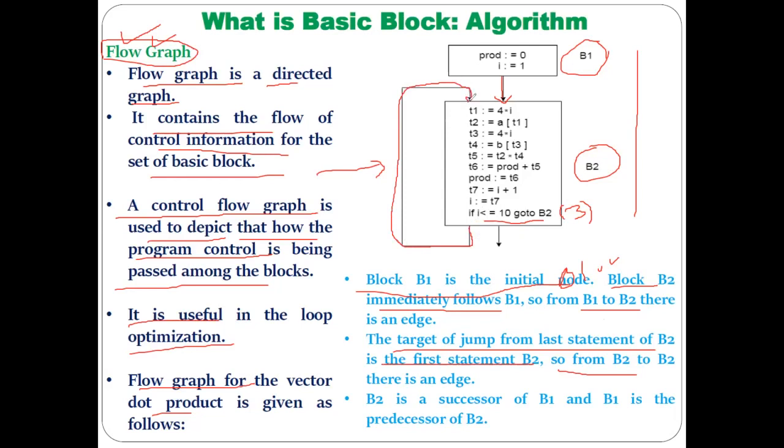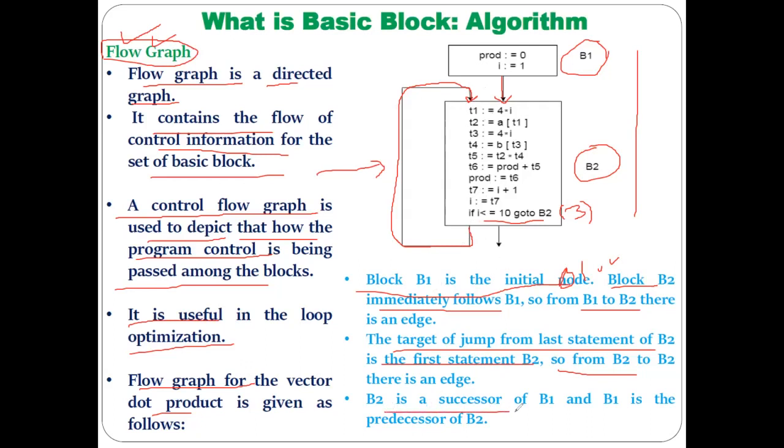If such a kind of edge is shown, it means the loop is getting detected here. Okay, so you are showing the edge to the same basic block again. If you are showing the edge to the same basic block again, it means a loop is getting detected there. That is the reason it is used in loop optimization. Okay, so that is the reason the arrow is shown from this to this.